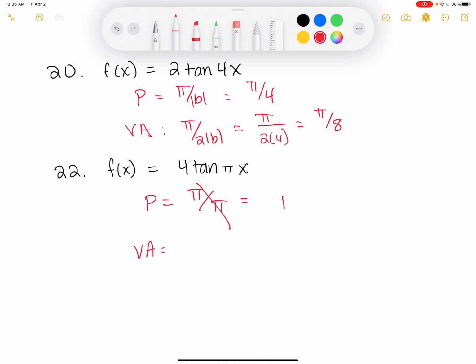Vertical asymptote. What's the absolute value of pi? 3.1, just pi. The absolute value just makes anything that's negative positive. Wait, does it equal 1/2? Doesn't it cancel? Anyways, 1/2, right? Yeah. It's 2. I was right. Oh my goodness, that's never happened.